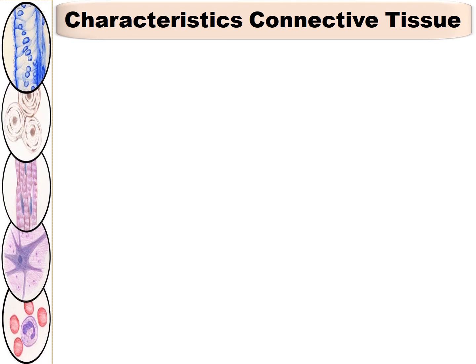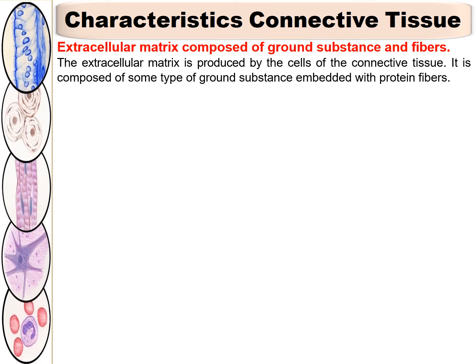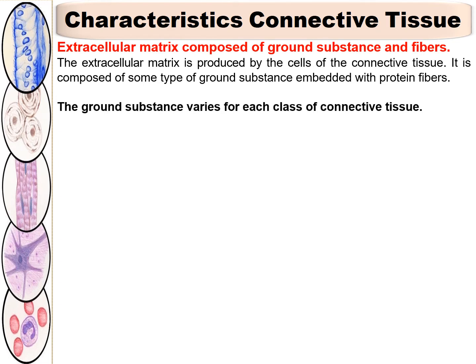As we know, connective tissues are composed of lots of extracellular matrix. This matrix is composed of mainly two things: the first is the ground substance and the second is the fibers. The extracellular matrix is produced by the cells of the connective tissues. It is composed of some type of ground substance embedded with protein fibers. So let us discuss both components of the matrix one by one.